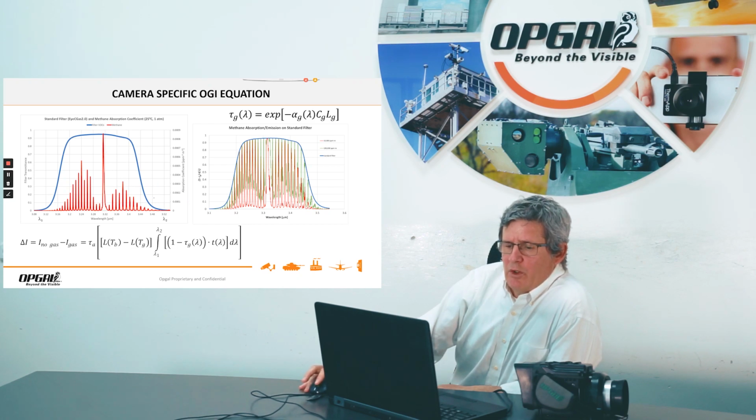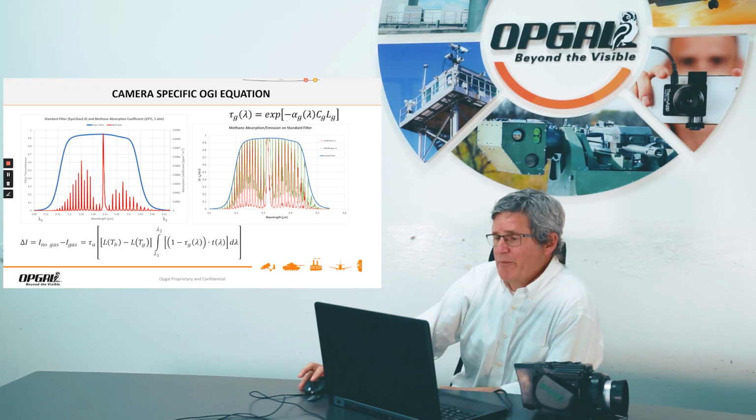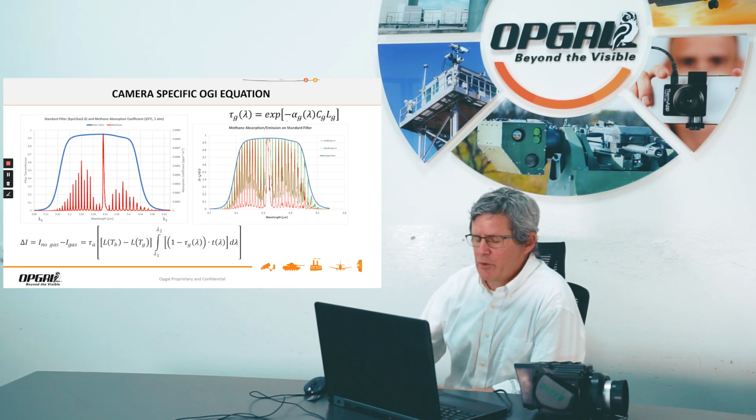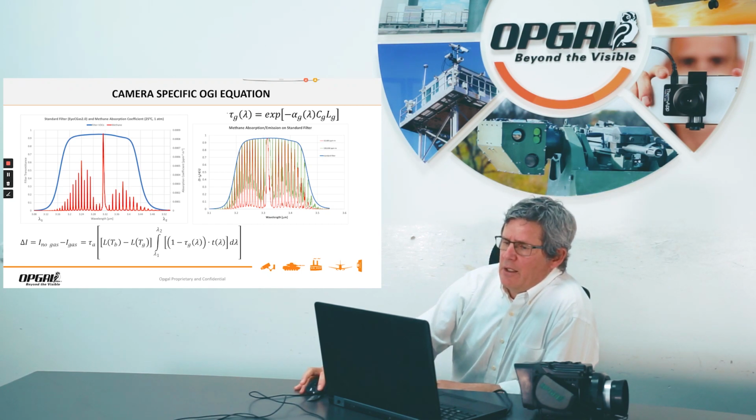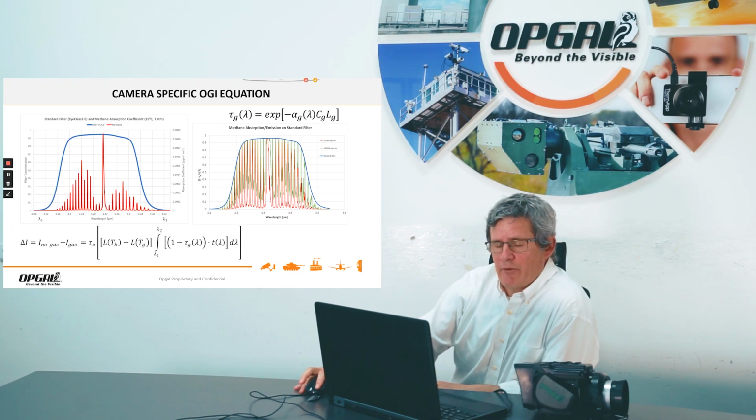And what we are doing here is integrating the absorption coefficient through the 1 minus the transmission of the gas. So let me remind you that the target gas transmission is tau of g, this exponent, and we take 1 minus it to describe the absorption, not the transmission. 1 minus the transmission is the measure of absorption.